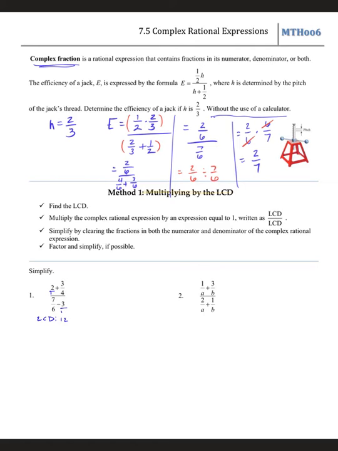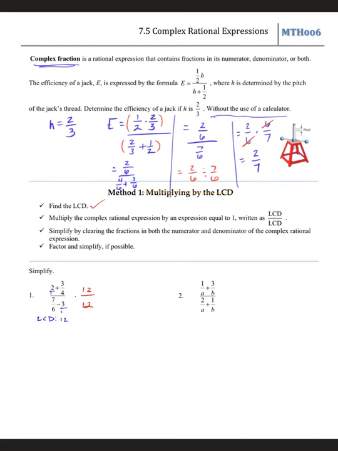So what we need to do now is multiply, just like it says here, so I'm following these steps. Find the least common denominator, we did that. Now multiply the complex rational expression by an expression equal to 1 written as least common denominator over least common denominator. So we are going to multiply this by 12 over 12.